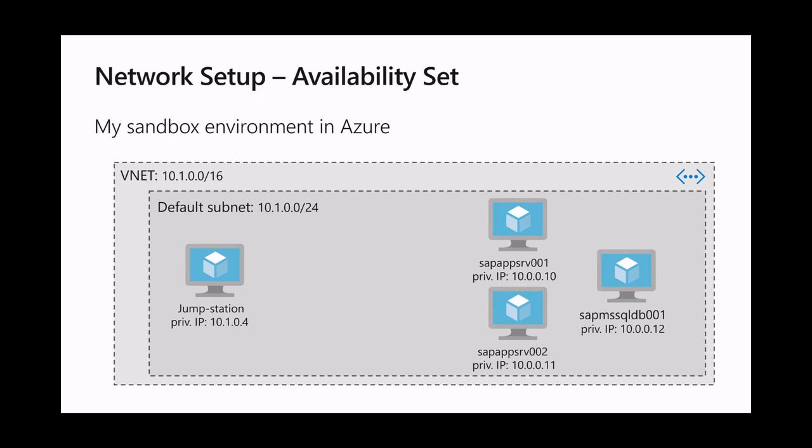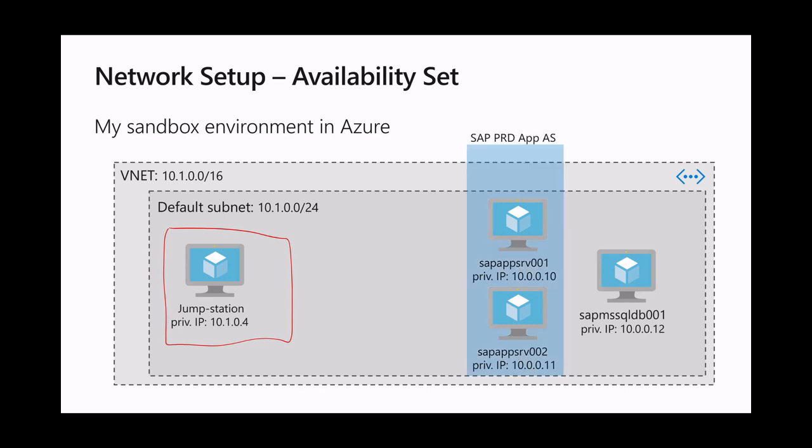I have basically a jump station on the left-hand side, and in the same VNet and in the same subnet, which is probably not what you would see in a production environment. I have two application servers and the database node on the right-hand side. And for these two SAP application servers, we're now going to create an availability set.